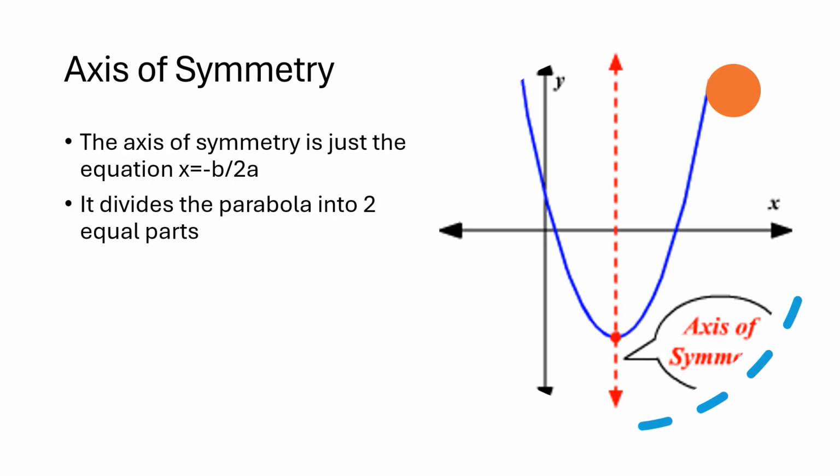So the axis of symmetry is this line over here, and it divides the parabola into two equal sides. So the formula for the equation of the axis of symmetry is x is equal to negative b over 2a. Notice it's the same as the x coordinate of your vertex.